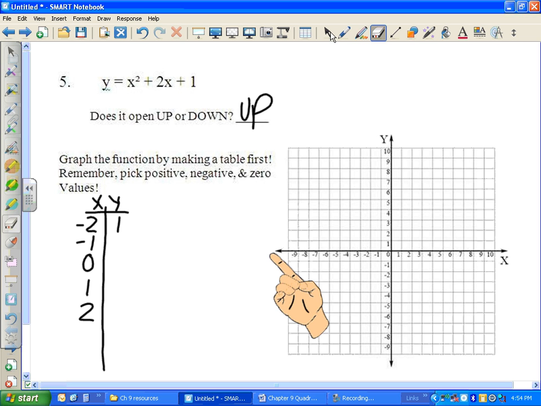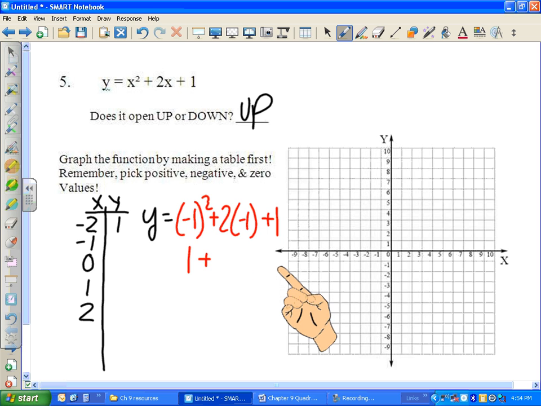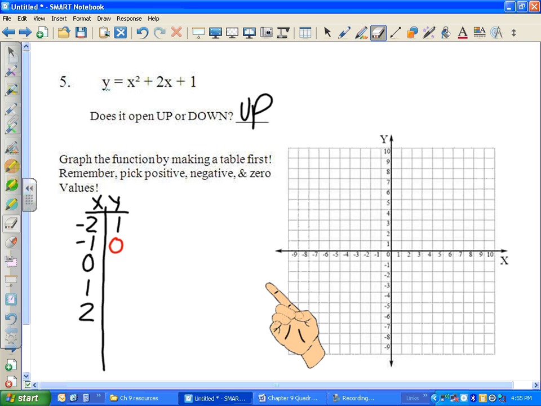Next one. Negative 1. Y equals parentheses, negative 1 squared plus 2 times negative 1 plus 1. Okay, what is negative 1 times negative 1? That is a 1. Plus, what's 2 times negative 1? Negative 2 plus 1. Okay, we got all that in place. Now what's 1 plus negative 2? Negative 1 plus 1, 0. Okay, that one's done. Copy the work, unless you're doing it on your own at your own pace. I'm erasing it again.